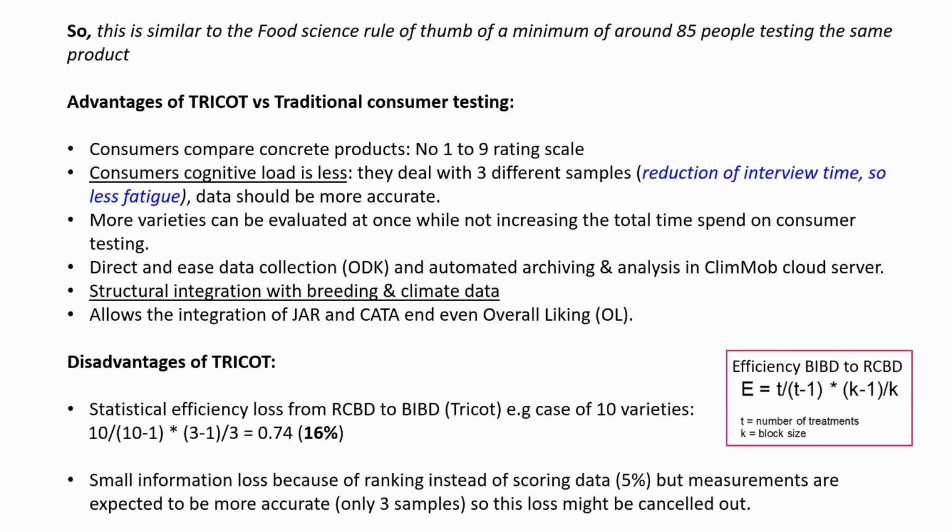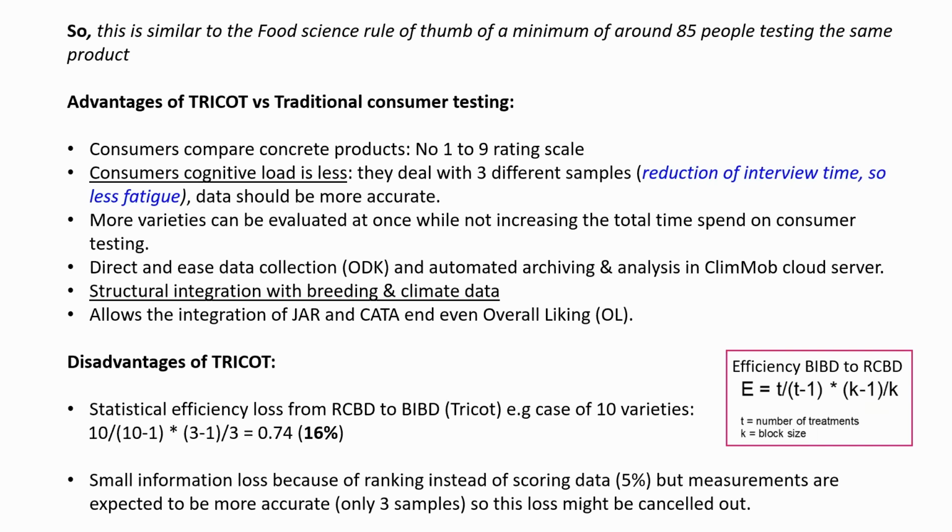So the amount of people needed, the 85 here, is kind of similar to what the rule of thumb says for food science, the classical food science testing. So what are the advantages of TRICOT in relation to traditional consumer testing?